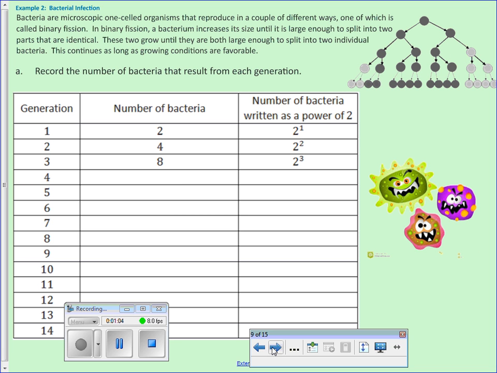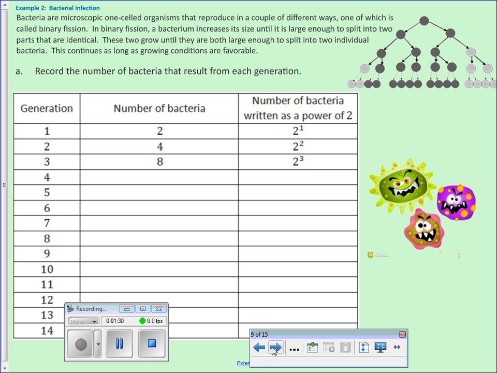In binary fission, bi meaning two, like a bicycle, a bacterium increases its size until it is large enough to split into two parts that are identical. These two grow until they are both large enough to split into two individual bacteria. This continues as long as growing conditions are favorable.